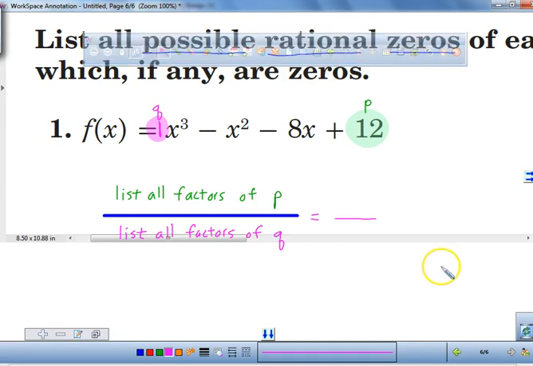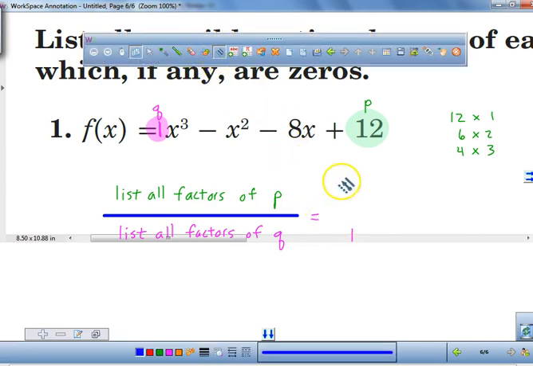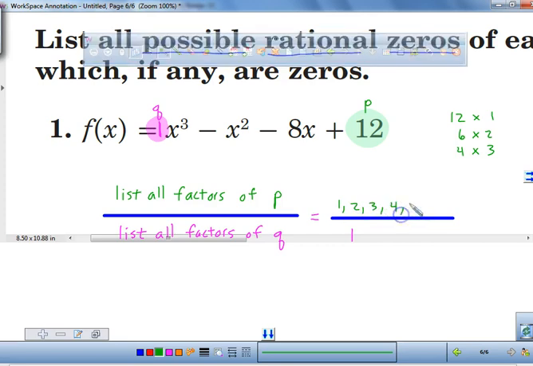Well, q is pretty easy. What are all the factors of 1? 1. What are all the factors of the number 12? 12 and 1, 6 and 2, 4 and 3. There we go. So could you please list right here all the factors of p? We're going to list them as 1, 2, 3, 4, 6, and 12.